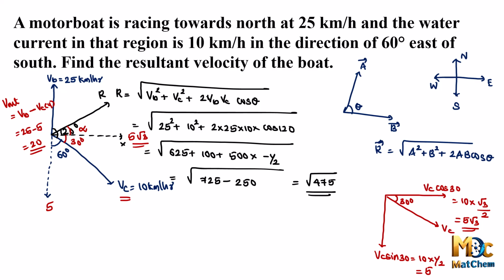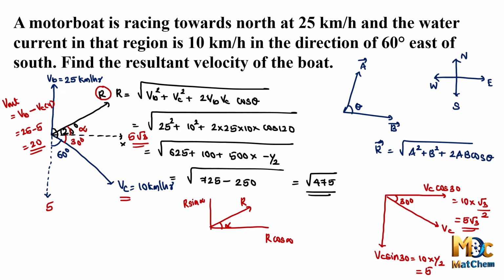Done? Clear? In the same way, if you consider the resultant, this particular resultant is making an angle alpha with the x-axis. So this can be written as R cos alpha as well as R sin alpha.